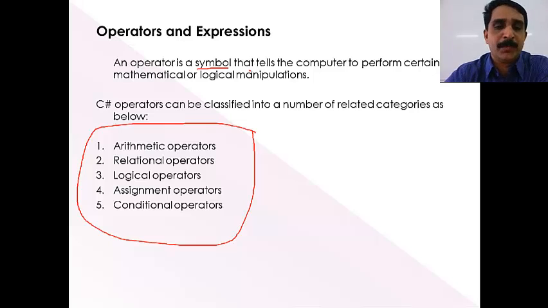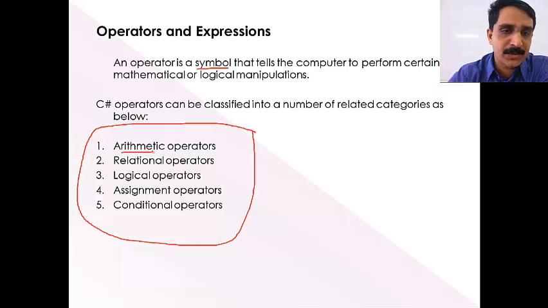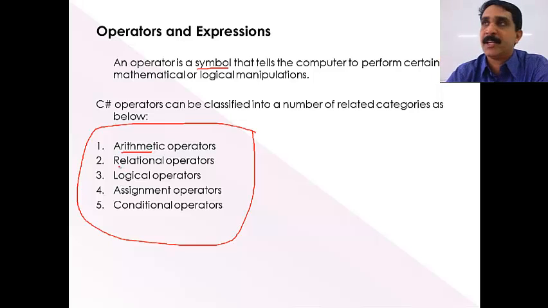So there are different kinds of operators, groups of operators. One example is the arithmetic operator, which mainly manipulates arithmetic operations like plus, minus, star, that is multiplication, division, etc. The second kind of operator in C# is the relational operator, which is usually used with an if condition.